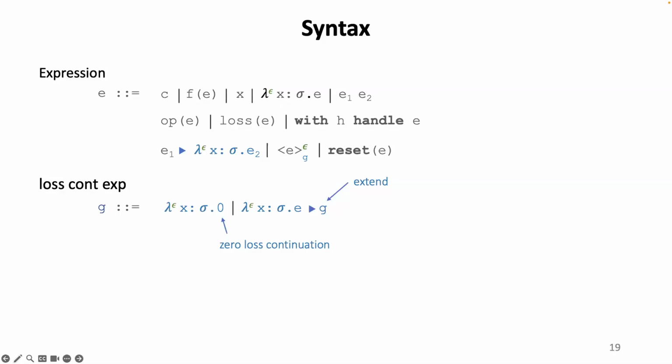And this extension will happen during evaluation so that we can capture the loss information for a particular program result by extracting information from the rest of the program. And we will talk more about how those constructs are built and extended when we talk about operational semantics.